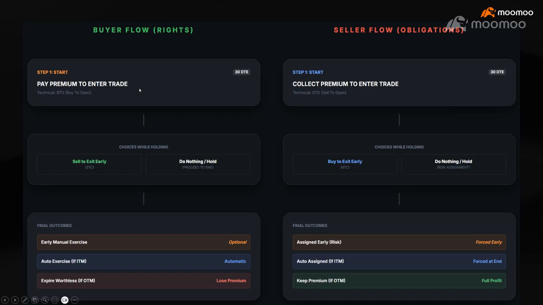So the next step is what you can do. The first option is that once you buy the option, you actually can exit. Basically, in this case, we call it sell to close, because you buy to open, and then you want to sell it to other buyers.